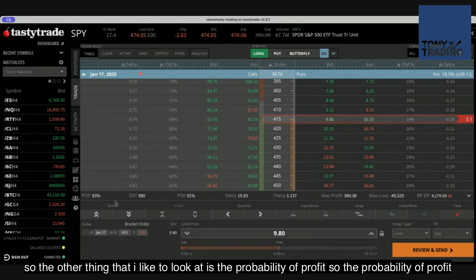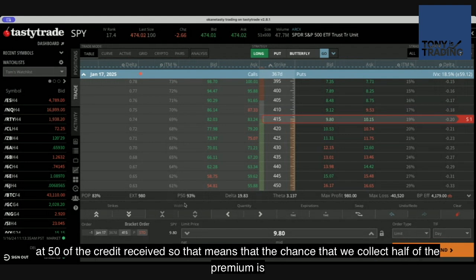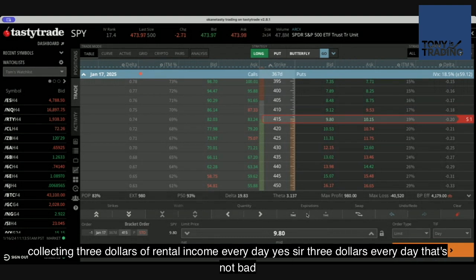So the other thing that I like to look at is the probability of profit. So the probability of profit of this trade is 83%, which is quite good. I love it. The second one is, in Tasty Trade, we take profits at 50% of the credit received. So that means the chance that we collect half of that premium is 93%. I love that too. And we are collecting $3 of daily theta, which means we're actually collecting $3 of rental income every day. Yes, sir. $3 every day. That's not bad.